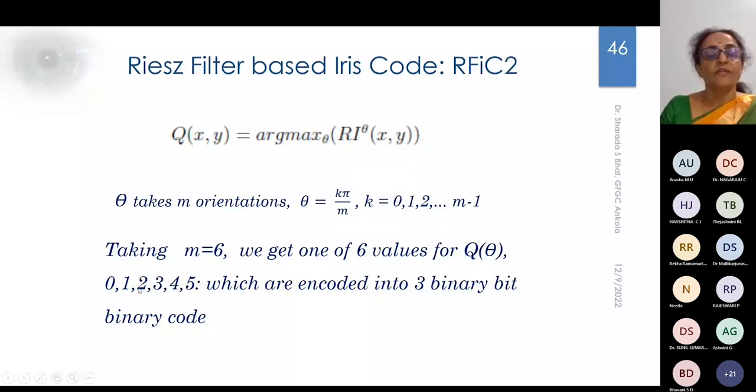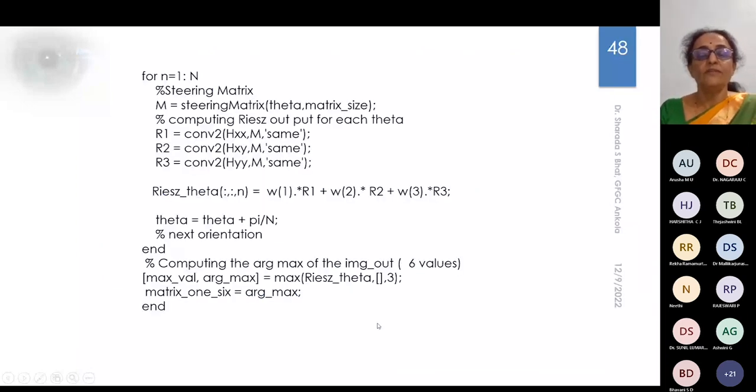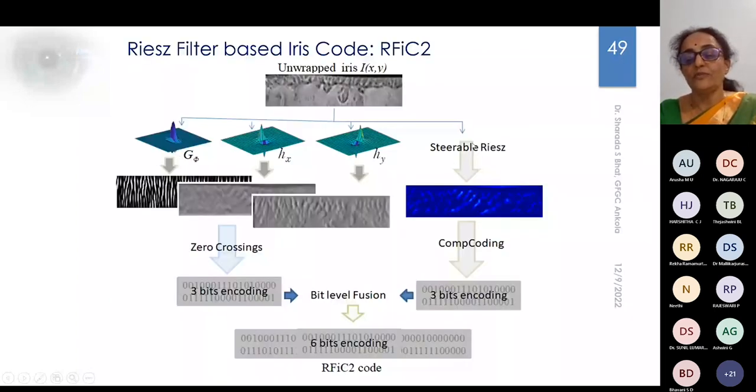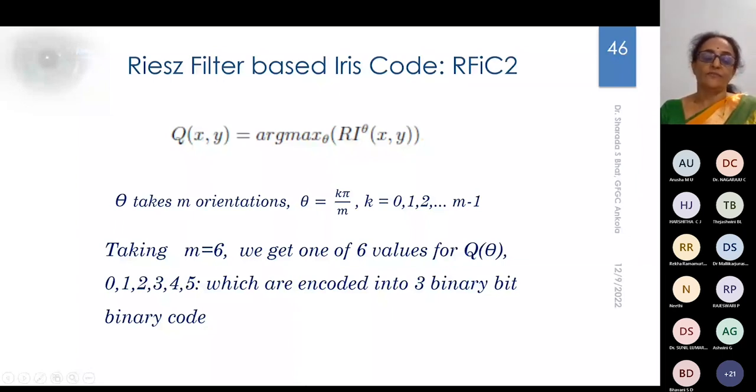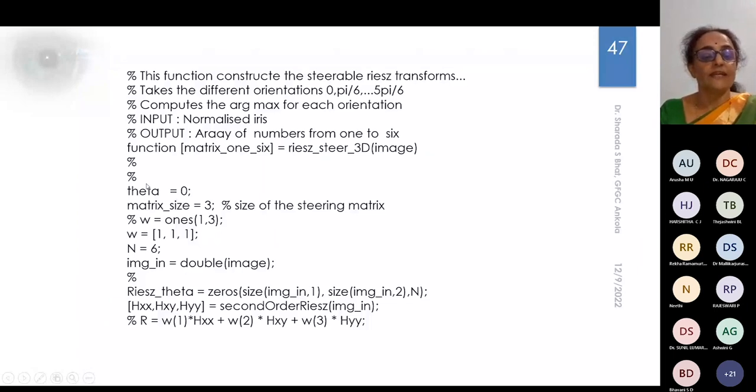So when we have a steerable Rays operation here, our input iris code will be converted into a matrix of values from 1 to 6. This gives us a matrix of values from 1 to 6. And then those values are encoded into 3-bit binary code. Because we want it ultimately as a binary code in this case. So these values are converted into 3-bit binary code. You can see this here. This is calculating the steerable Rays matrix, Rays theta value. It gives you the R back here.